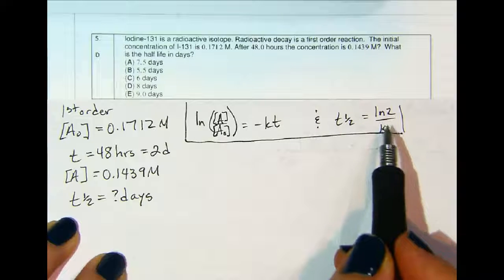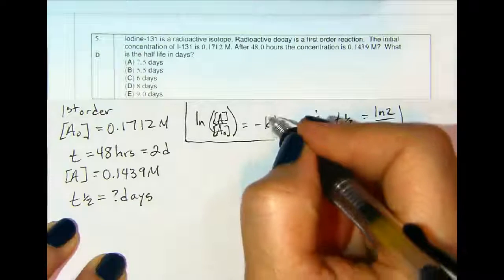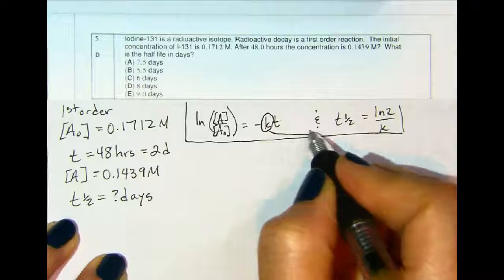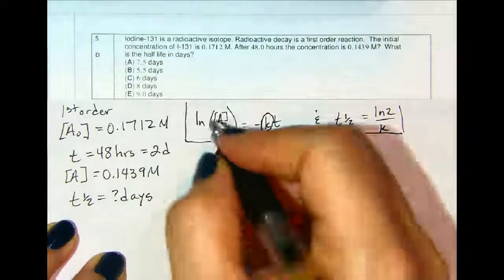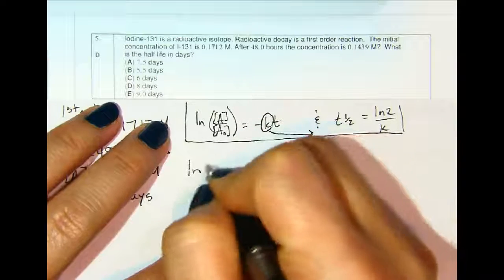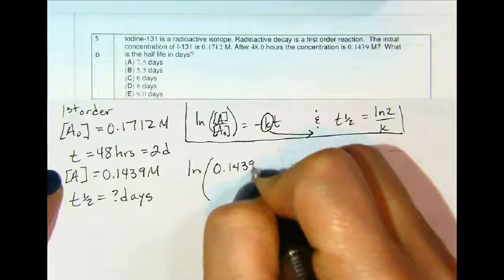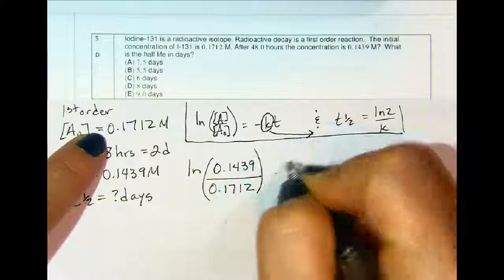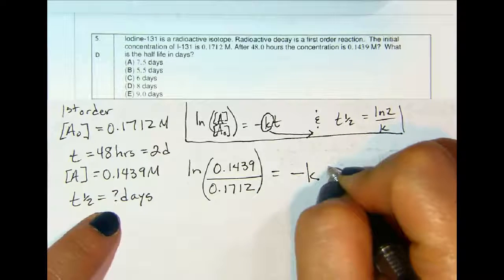And what I need before I can use this equation is the rate constant k. And so I'm going to solve this equation for the rate constant k, and then I can plug that into this equation in order to get the half-life. So we'll take the natural log of the concentration of A, 0.1439, divided by the initial concentration, 0.1712, is equal to negative k times 2 days.